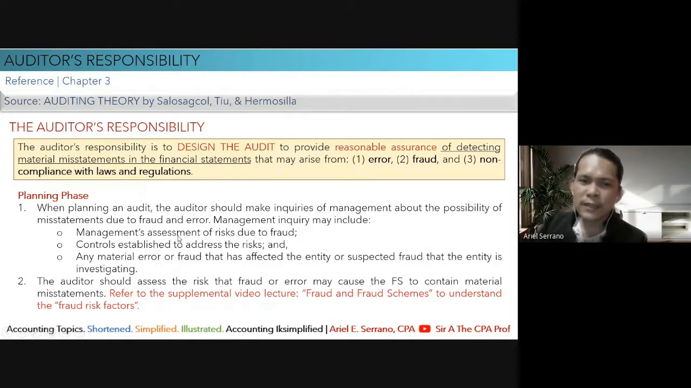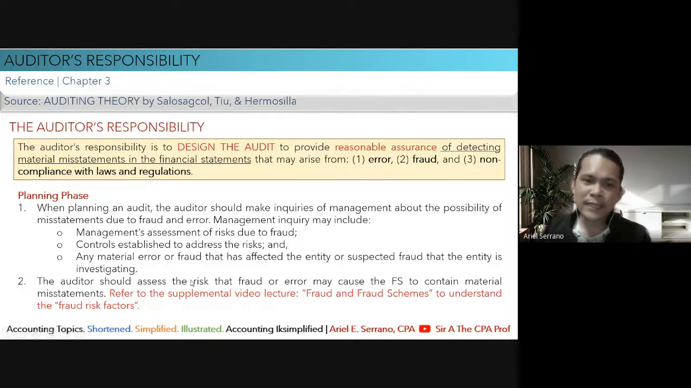Are there controls established to address the risk? May mga internal controls po ba tayo dyan? And any material error or fraud that has affected the entity or suspected fraud that the entity is investigating. Currently po ba, ma'am, sir, are you aware of any suspected fraud? Okay? Na iniimbestigahan po ninyo. We can inquire with the legal department, sa mga abogado para mas masagot nila ito ng mabuti. Okay? So that may be an inclusion of the audit in the audit planning.